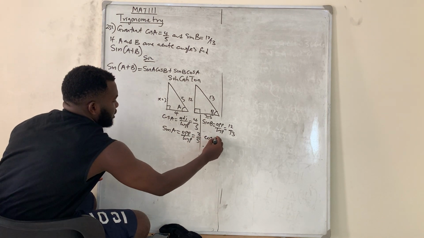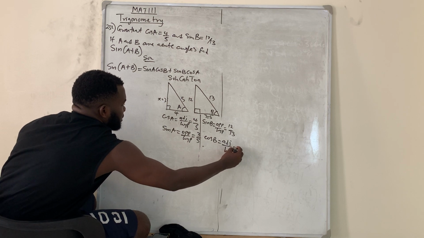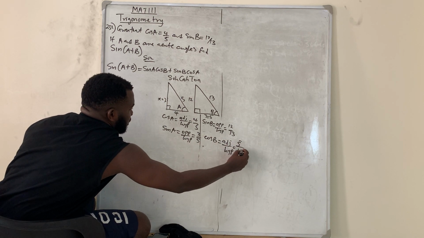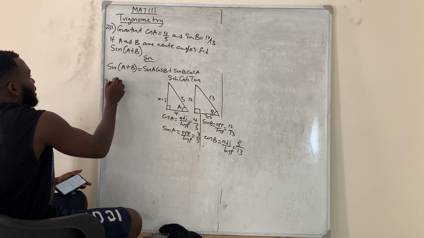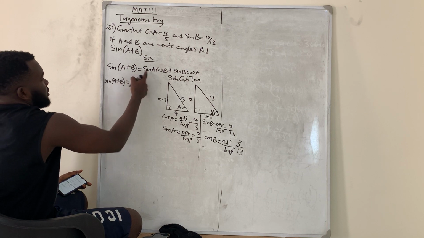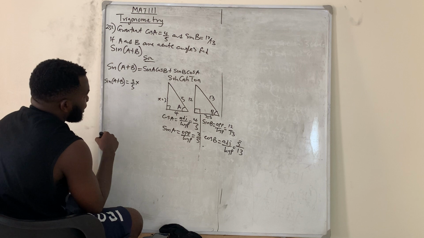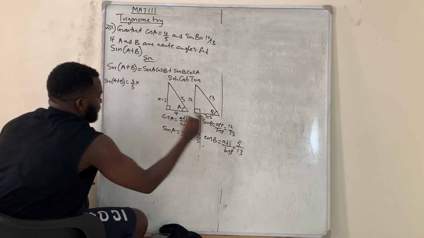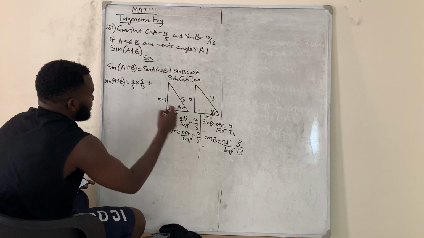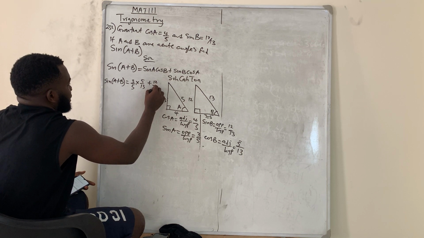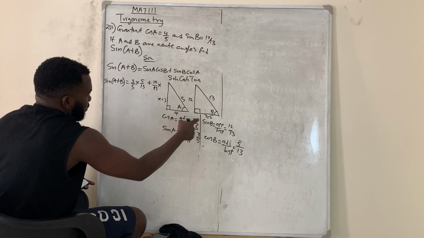My cos B will now be adjacent over hypotenuse, which is adjacent 5 over hypotenuse 13. So if we put it here, we have that sine A plus B is equal to sine A, which is 3 over 5, times cos B, which is 5 over 13, plus sine B, which is 12 over 13, times cos A, which is 4 over 5.